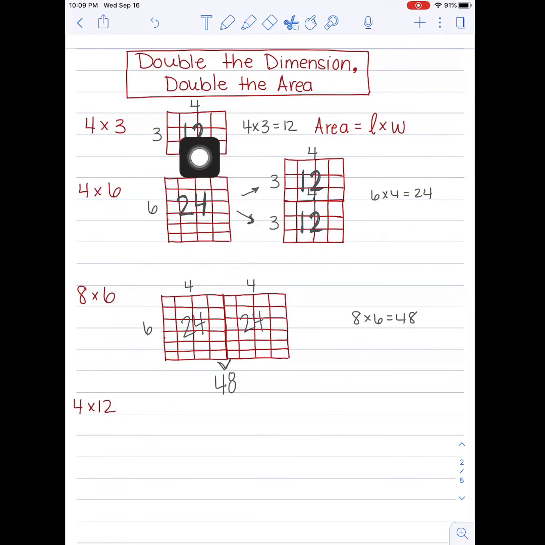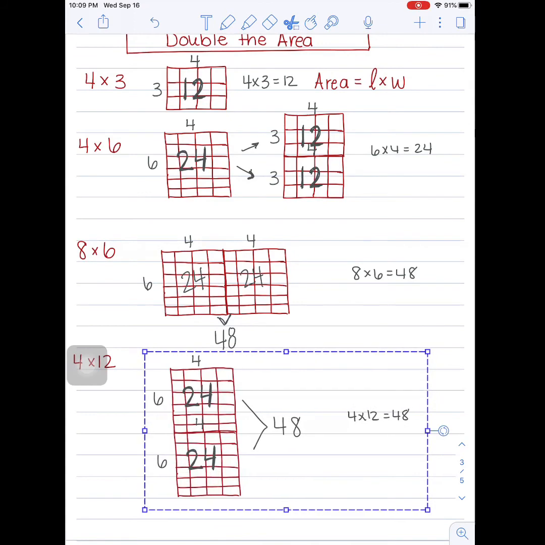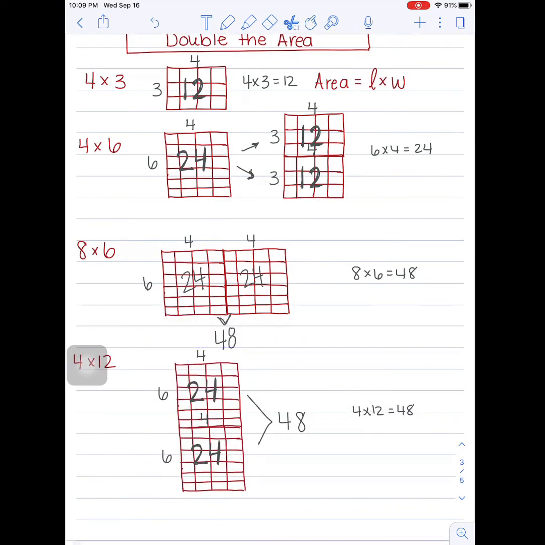So I can take my information from this problem and just double it, right? Because my area is also going to be doubled. So I'm going to go ahead and use the easy way. I'm going to take the work that I already did and I'm just going to place it right there. Why don't you take a moment to copy these notes down and we can have a discussion.